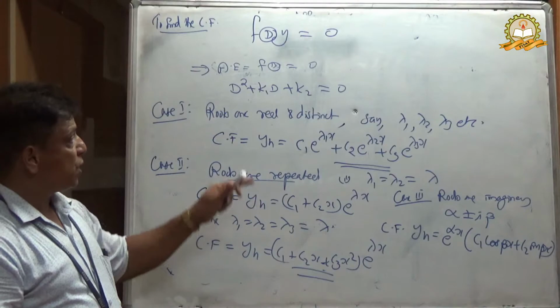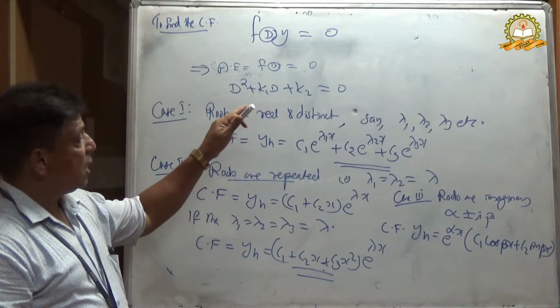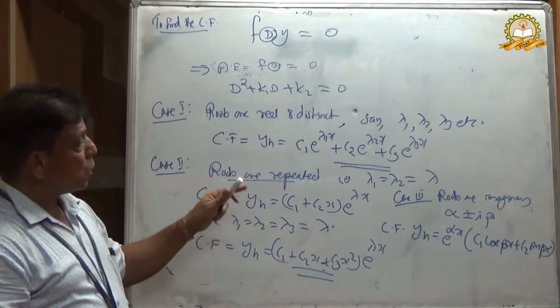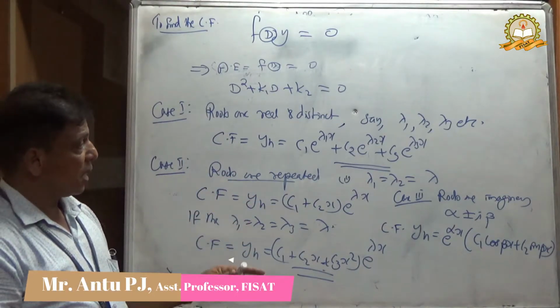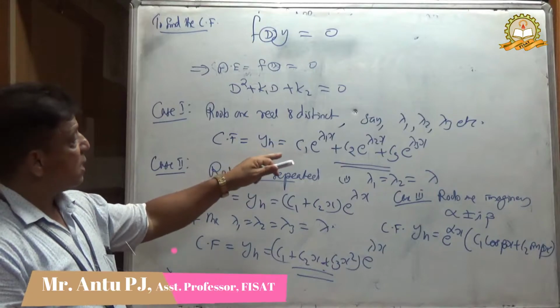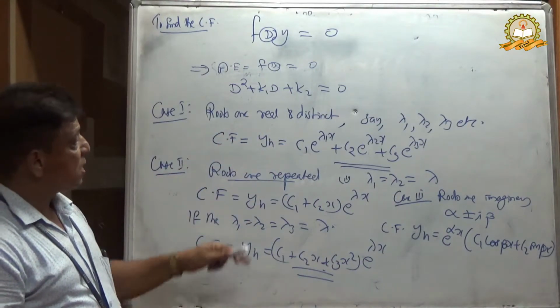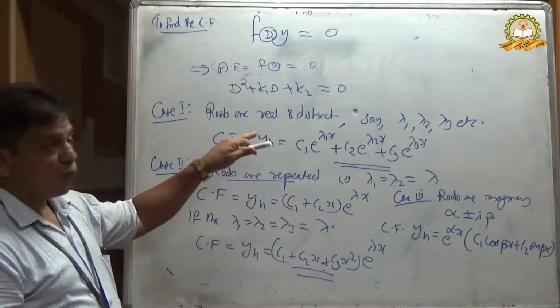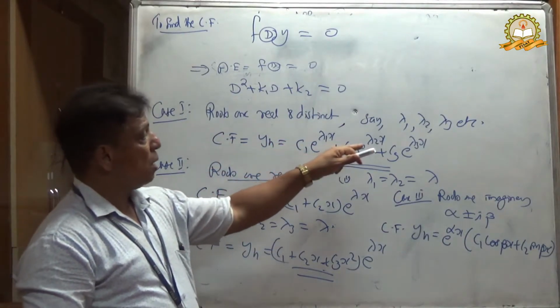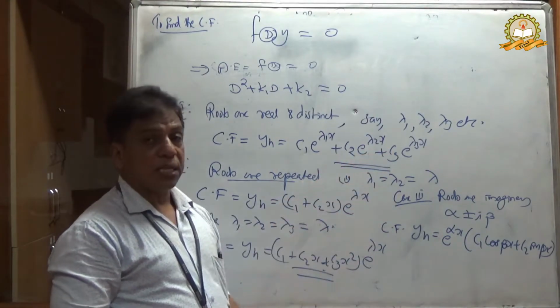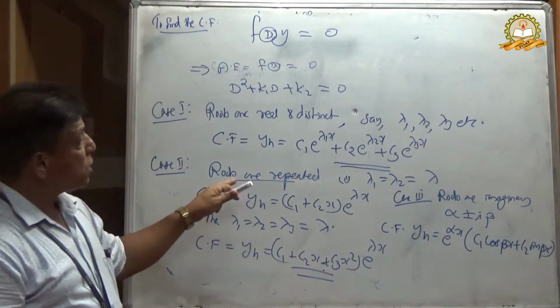y of h. In the first case, roots are real and distinct. In the second case, roots are repeated. In the third case, roots are imaginary. You must remember the result. If the roots are real and distinct, we can write the solution as y h is equal to c1 into e raised to lambda 1x plus c2 into e raised to lambda 2x plus c3 into e raised to lambda 3x, etc.